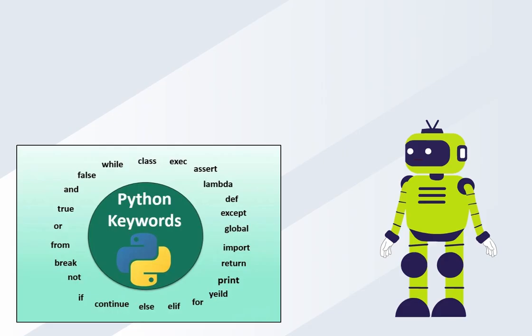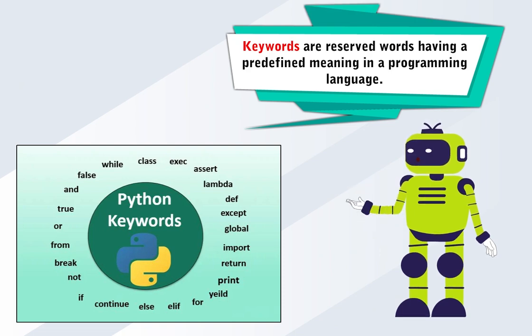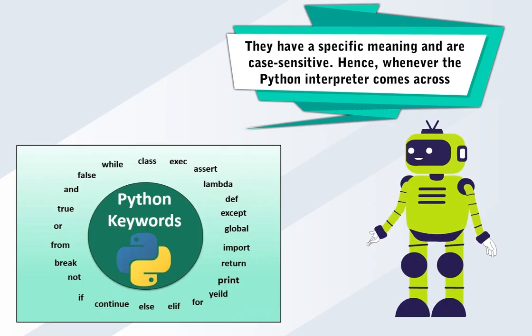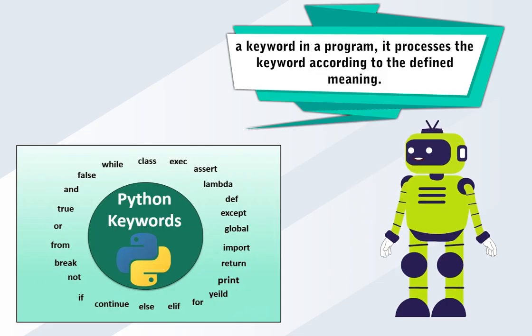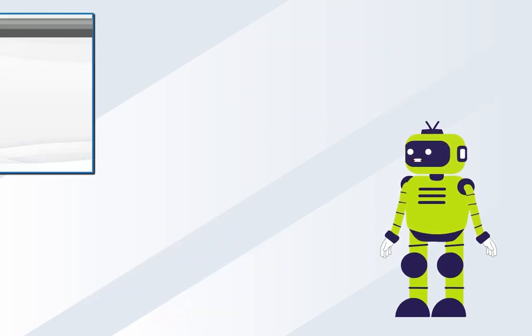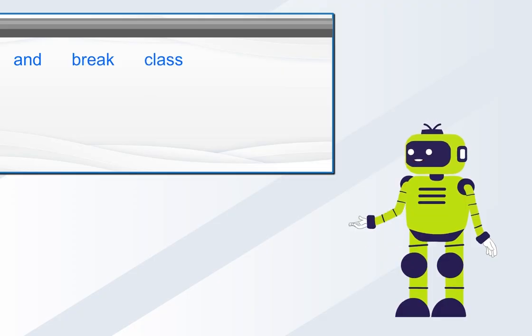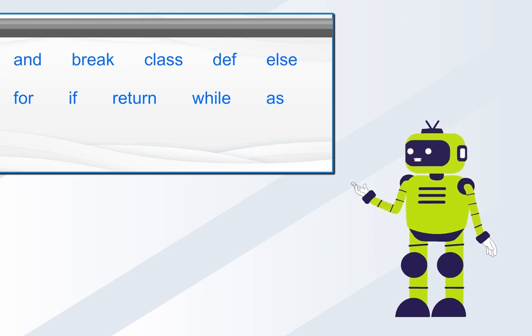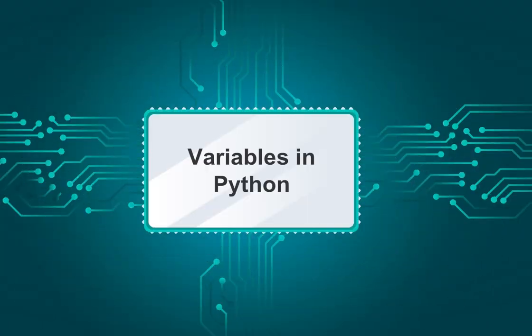Keywords in Python. Keywords are reserved words having a predefined meaning in a programming language. They have a specific meaning and are case sensitive. Hence, whenever the Python interpreter comes across a keyword in a program, it processes the keyword according to the defined meaning. Some commonly used keywords in Python are and, break, class, def, else, for, if, return, while, as, assert, continue, false, global, true.